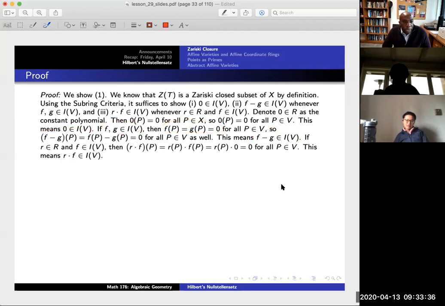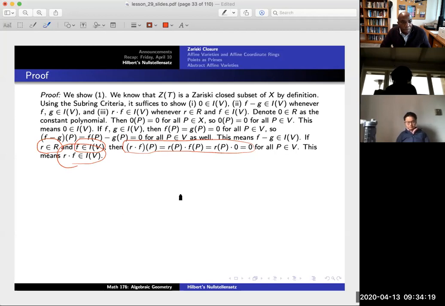So finally, what if we take products? Here, I'm going to take lowercase r and capital R, and let's take lowercase f in our set I of V. And just like before, we're just going to evaluate. If I evaluate here, then I just get R of P times 0, which is 0. So that means that if I evaluate at P, I always get back 0. But of course, if I always get back 0, once again, that's just what it means to be in the set I of V. So we do know that I of V itself is an ideal.